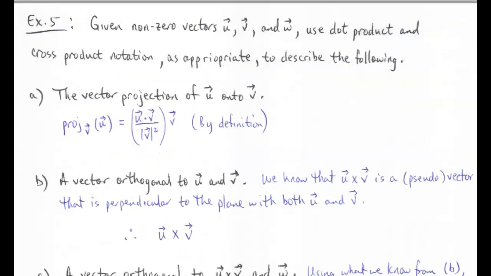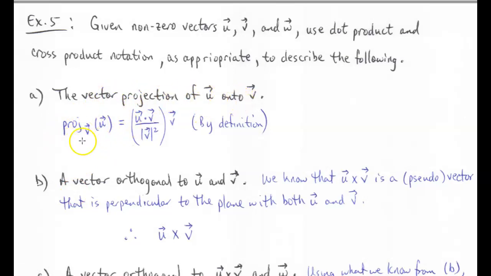So for our last example, we're given some non-zero vectors u, v, and w, and we want to use the dot product and cross product notation as appropriate to describe the following vectors and/or quantities that they want us to find here. So, of course, first is going to be the projection, the vector projection of u onto v.